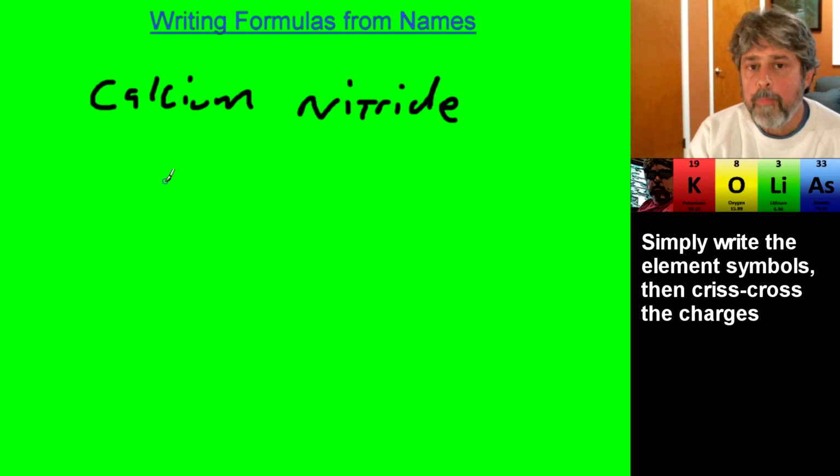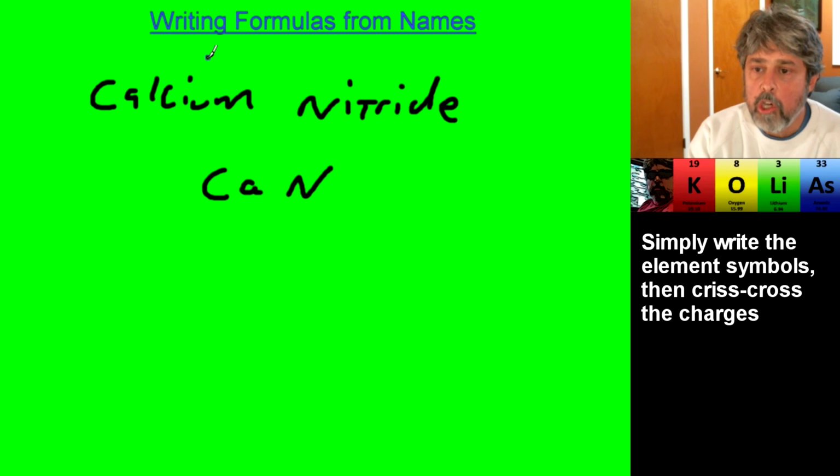Okay, how about this one? Calcium nitride. Write the symbols, calcium, nitrogen; nitride is nitrogen. All right, let's think about our charges. Calciums are +2, nitrogens are -3. Crisscross. The 2 from the calcium will go outside of the nitrogen, and the 3 from the nitride comes over here. There we go. This is our formula unit.